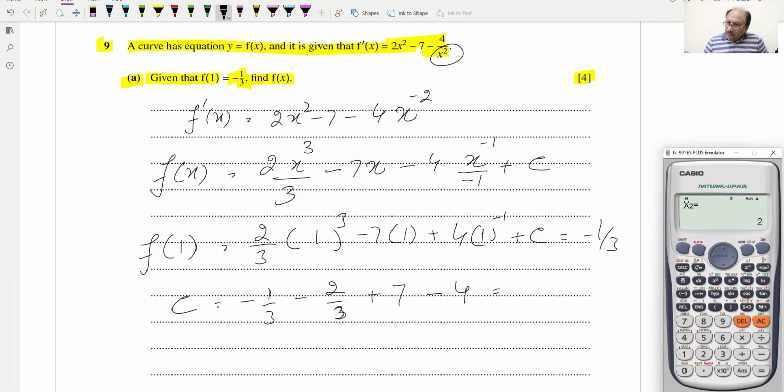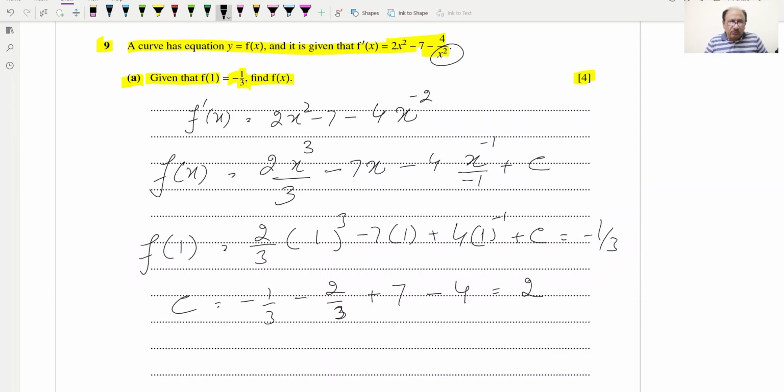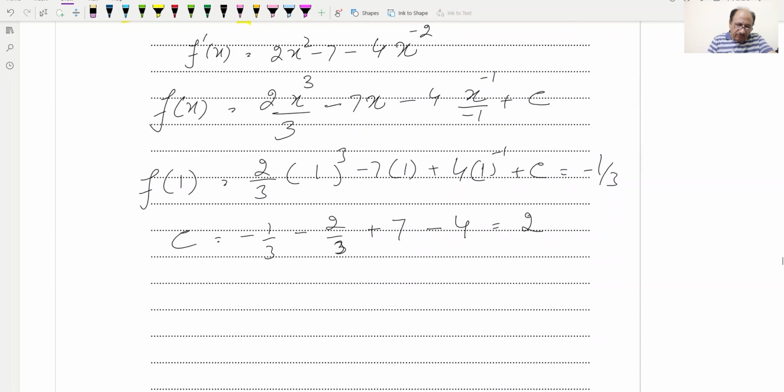If we simplify this with the help of a calculator, minus 1 over 3 and minus 2 over 3 and plus 7 and minus 4 is equal to 2, so the c value will be equal to 2, which we replace over here, and we will get our final answer. f of x is equal to 2 by 3 x cubed minus 7x plus 4 over x, and plus 2. This will be the final answer for this question.